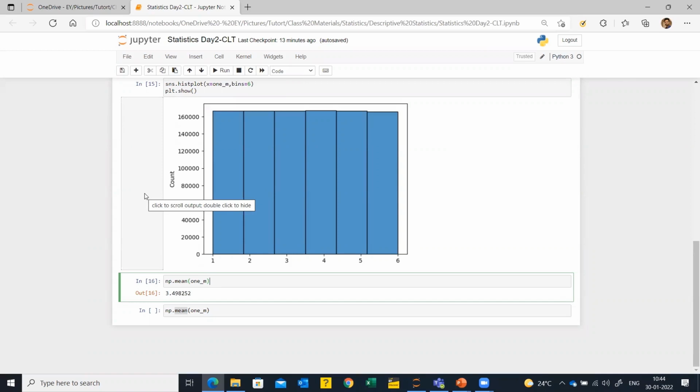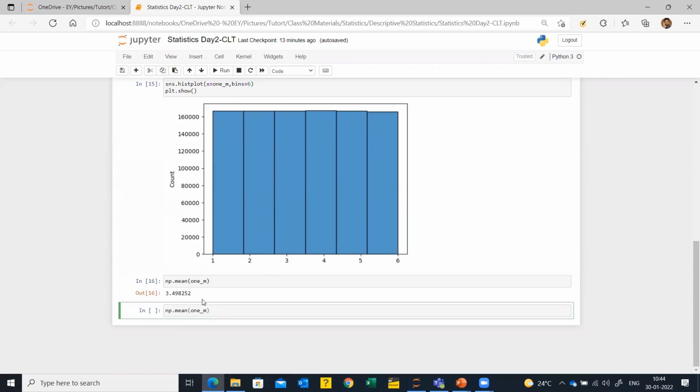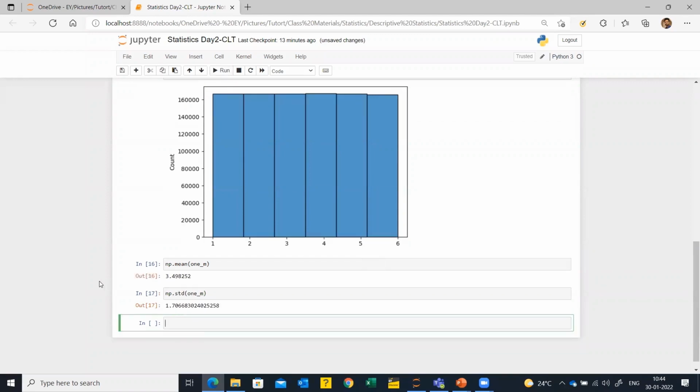Those who are following along, if you have any question, do let me know. What I will try to do is, now I will try to transform this. Before mean, I will also try to create the standard deviation. The standard deviation is somewhere around 1.7.